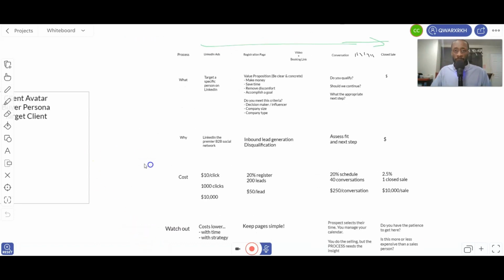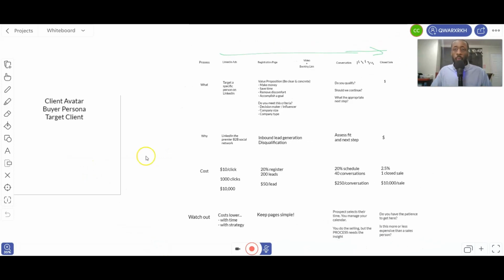Here's the first thing, is that you need to target one person at a time. Now, you may know this as a client avatar or a buyer persona or a target client, and everybody says they have one of these things, but they don't use it. You say, where is it? No one ever knows where it is. You need this client avatar to be focused and to be sharp, and you need one of them at a time.